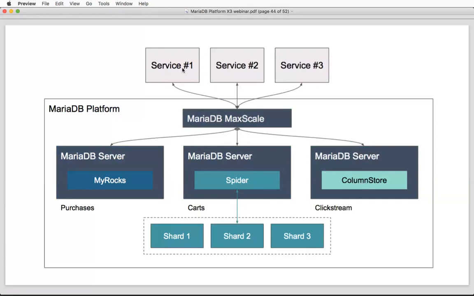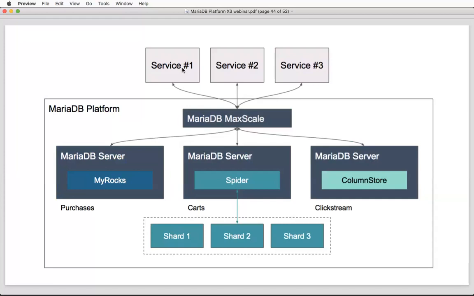And then that clickstream service, still MariaDB server, but now we'll use ColumnStore to store that data because it's going to be columnar. It's also going to be scalable because it's distributed and let me do analytics on it. So now you have these three different workloads, three different data, but one single database platform to manage them.